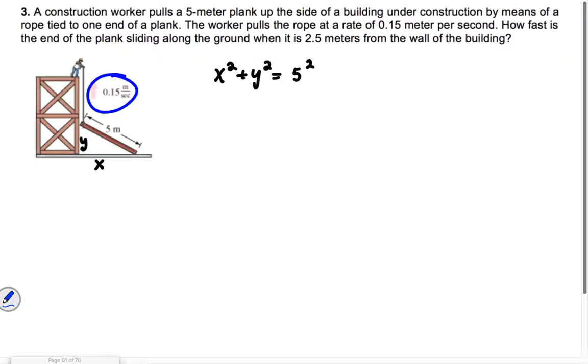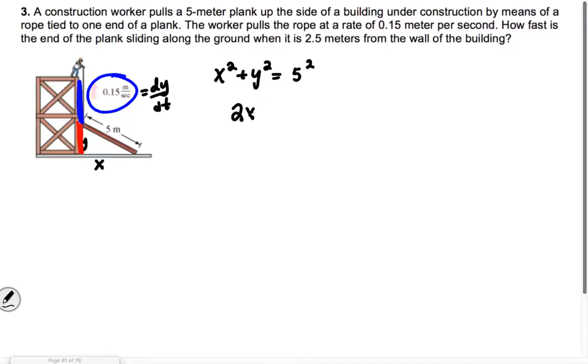Okay, think about this. Is this blue line getting bigger? No, it's actually getting smaller by 0.15 meters per second. But that's not the part in my triangle, right? Are we looking at the triangle? This y is getting bigger. The y is increasing by 0.15 meters per second. So this is our dy over dt.